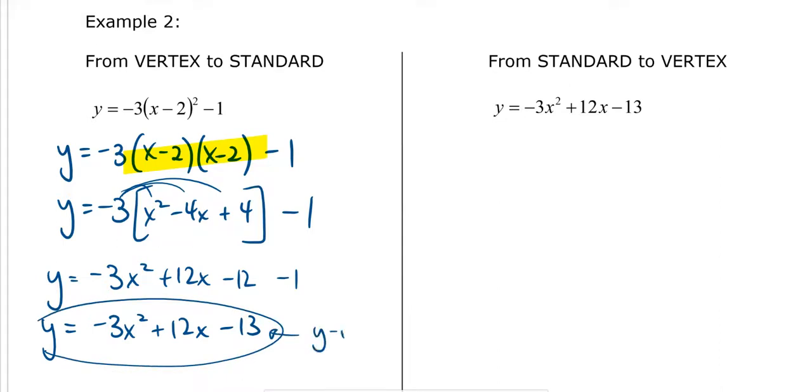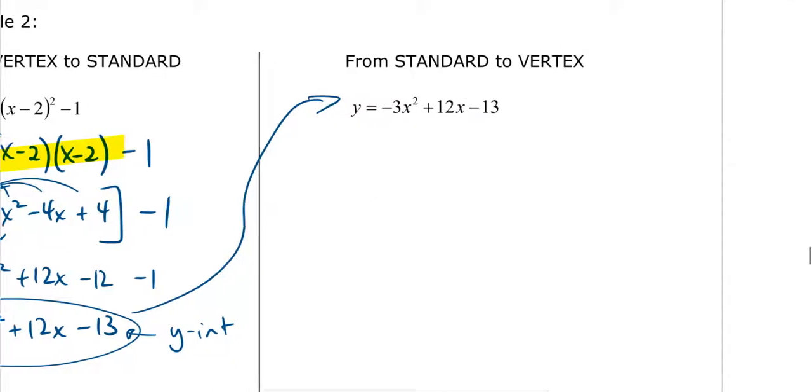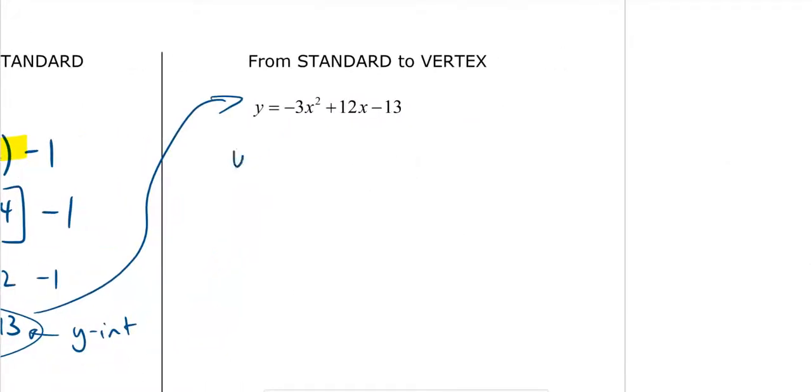Y-intercept of negative 13. And I'm going to take this standard form and convert it back to vertex form. Okay, so first step, factor out the a. The a value is negative 3. You're going to factor out the negative 3 just from the first two terms. So y equals negative 3. Create your brackets. So negative 3x squared divided by negative 3 is x squared. 12x divided by negative 3 is negative 4x. Close the bracket. Leave the minus 13 outside. You're not dividing the 13 by 3 because it's not being factored out.